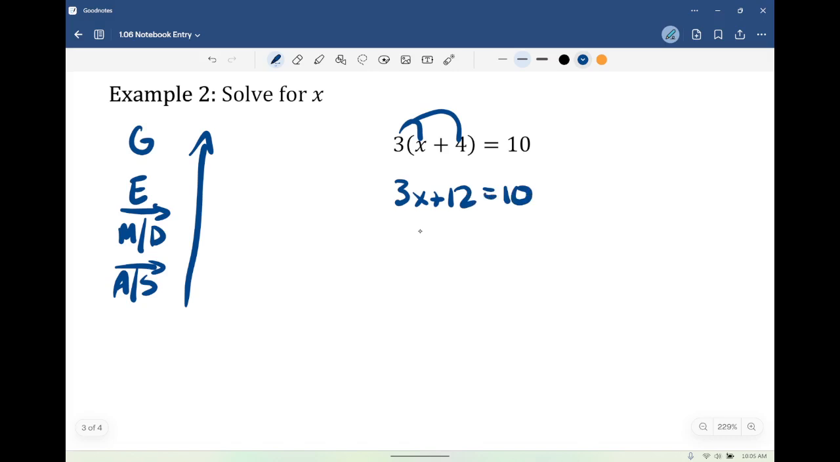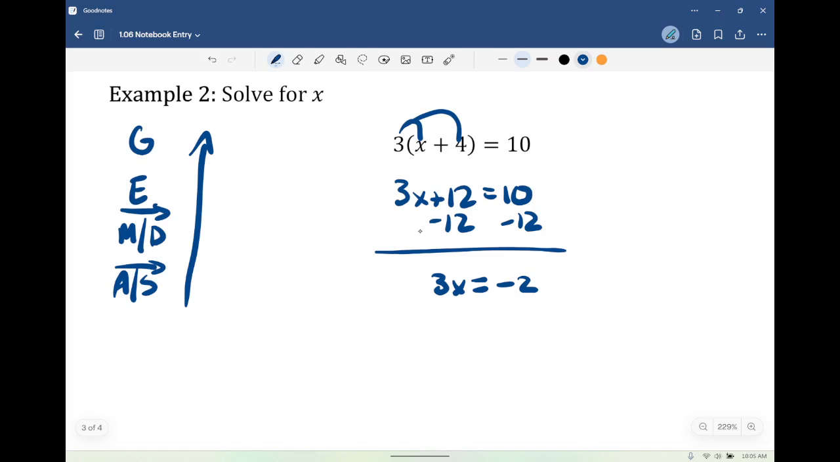I see that I have addition. Raise your hand. How do I undo addition? Subtraction. Minus 12 on both sides. I actually want a raised hand for this. What is 10 minus 12? Negative 2. Make sure we got that negative.